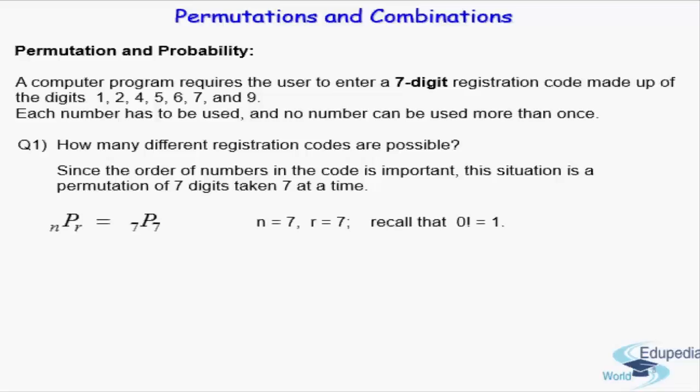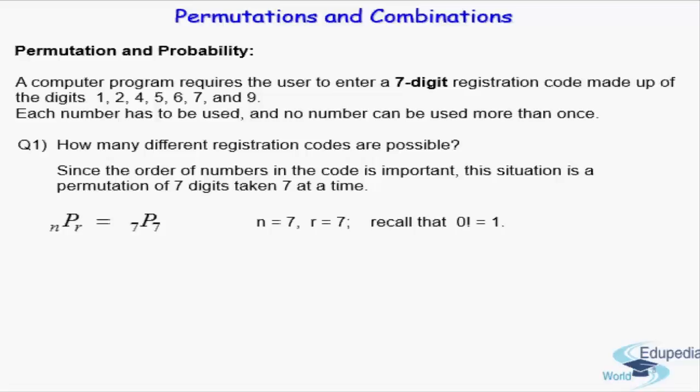So we know that 7P7 is going to be, we're going to solve it, n factorial over (n minus r) factorial. N factorial is going to be 7, that is going to be 7 factorial. This much we know. What about (n minus r) whole factorial? That is going to be (7 minus 7) whole factorial.